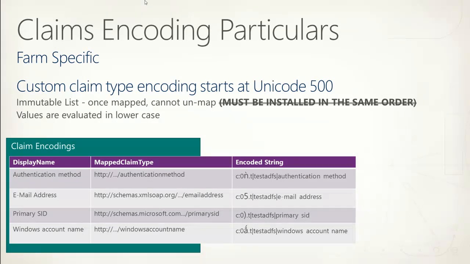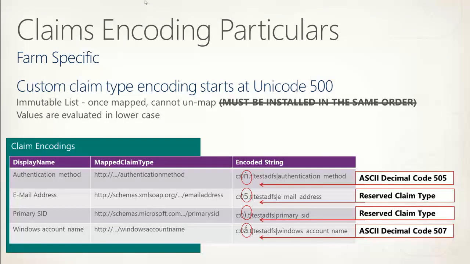It is an immutable list. What that means is once you create it, once you've established this, you cannot get it back out. It's in there forever unless you rebuild your farm, so keep that in mind. It used to be that you had to install them in the same order, but if you have the June CU, or if you do this in SharePoint 2013, you don't have to install them in the same order. I'll walk you through what that PowerShell looks like.